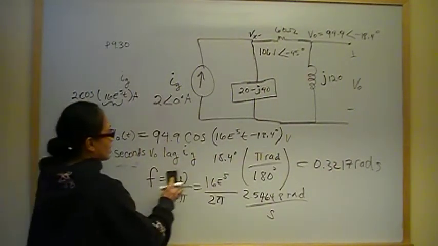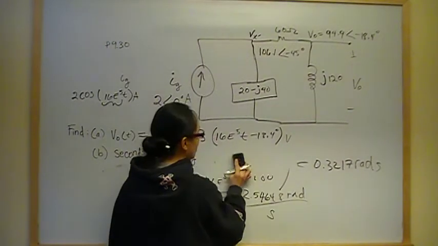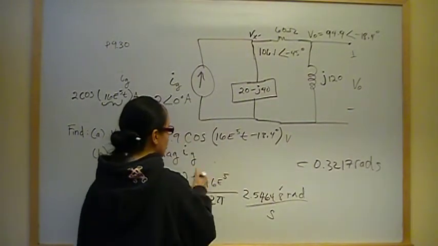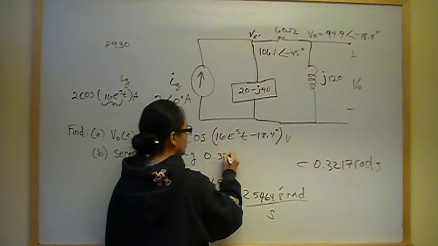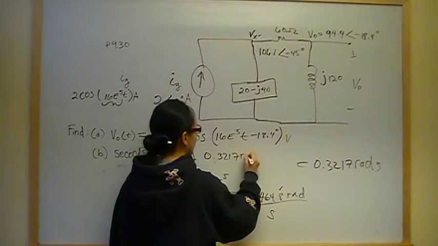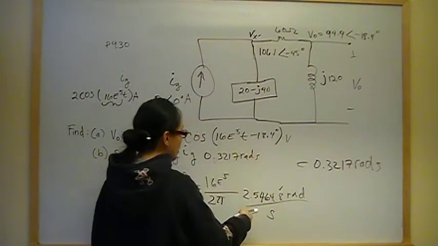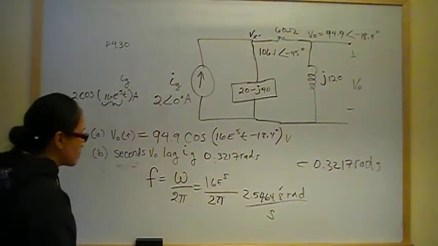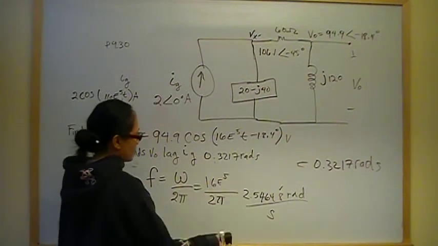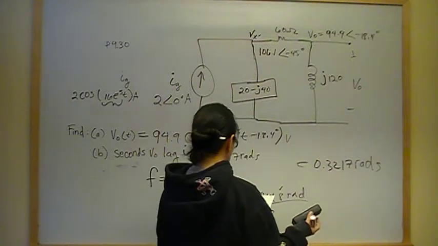So let's go back here. I don't have a lot of space on this board. So I have 0.3217 radians, and I want to know how much time it is. Well, if there's 2.54 radians per second, that's my conversion right there.